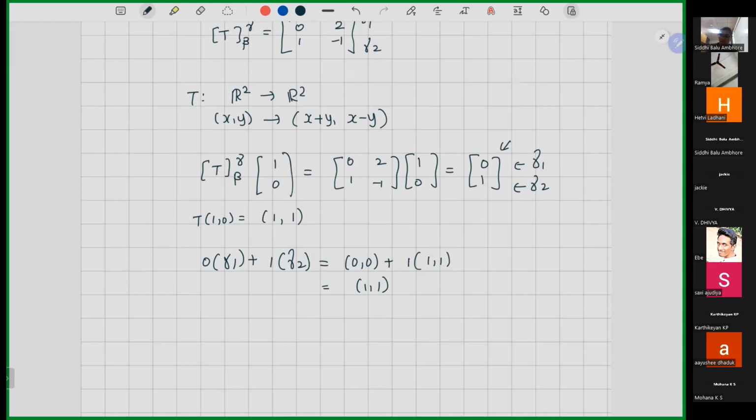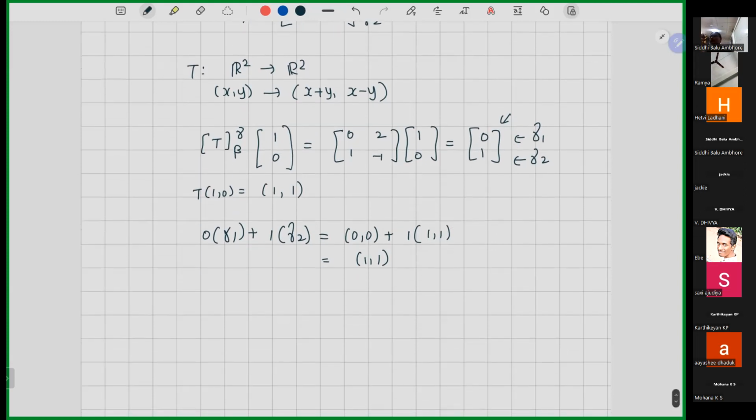Okay, so when we get this image, it is actually the coefficients of gamma 1 and gamma 2 which we need to put to obtain the image of T in W under the basis gamma 1 and gamma 2. Change of coordinates, exactly. Take the basis elements of V to the basis elements of W. Exactly.